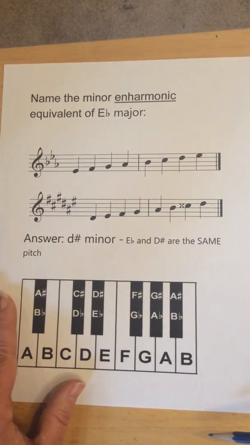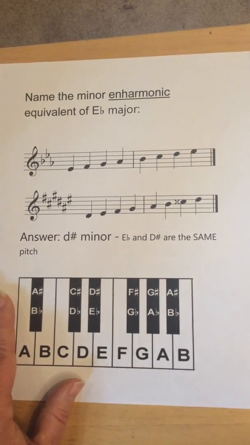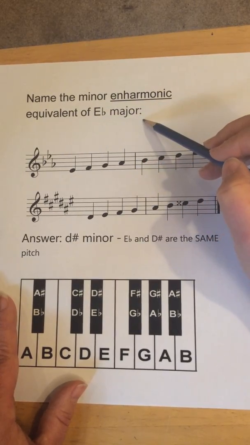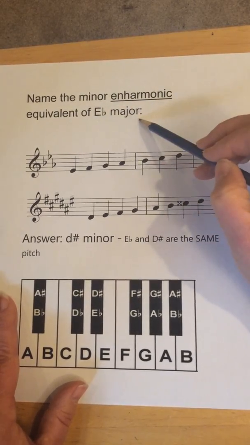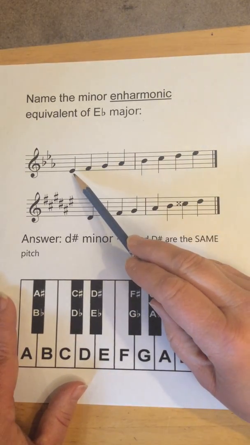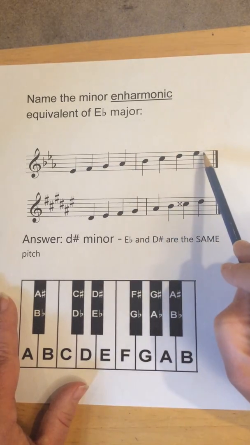Name the minor enharmonic equivalent of E flat major. Now, this is where people really have trouble because they're like, too many words. So break it down. First of all, we're looking at something to do with E flat major. So we think in our minds, or we can write it down. Writing down is always a good idea. Here's E flat major. A lovely, nice scale, E flat major.